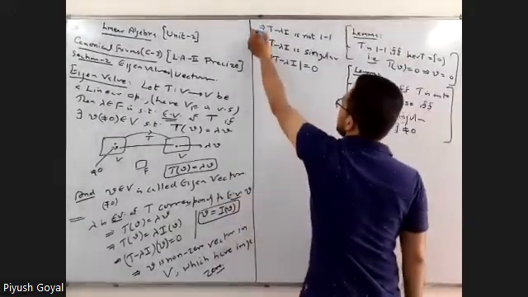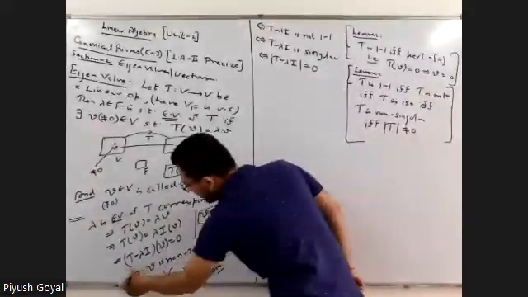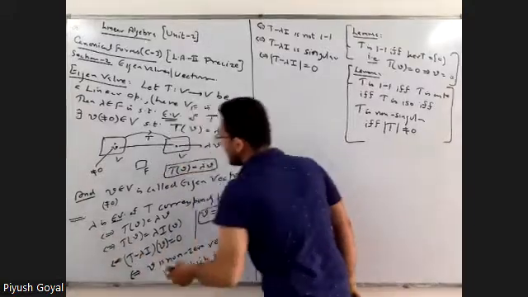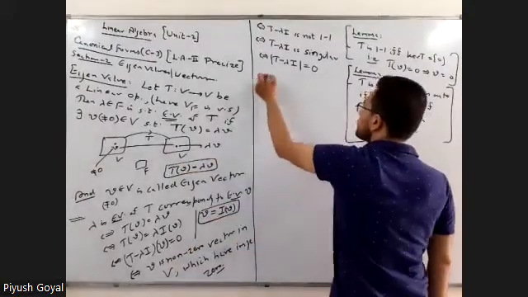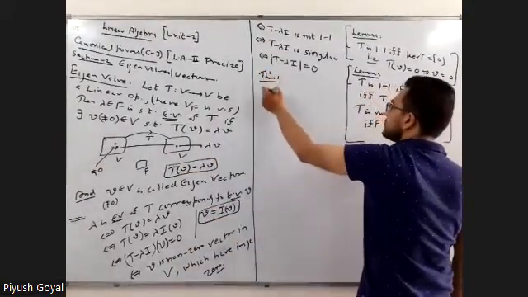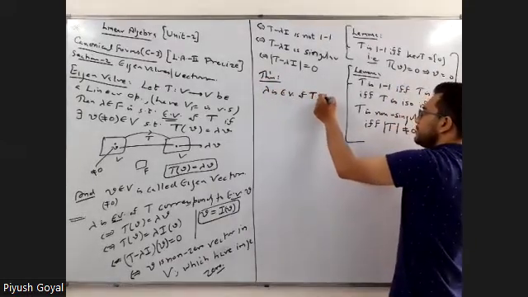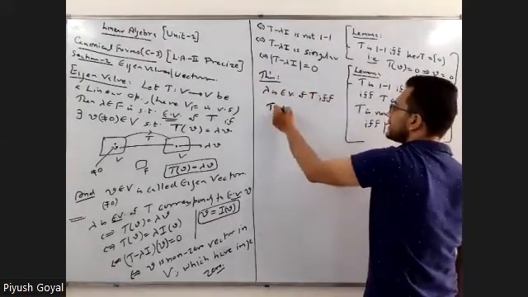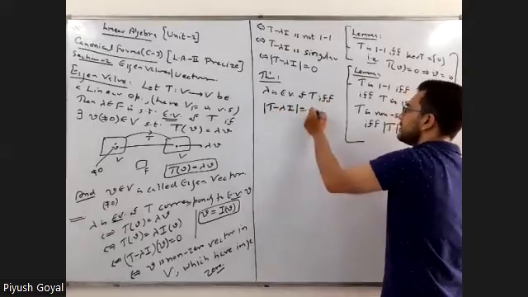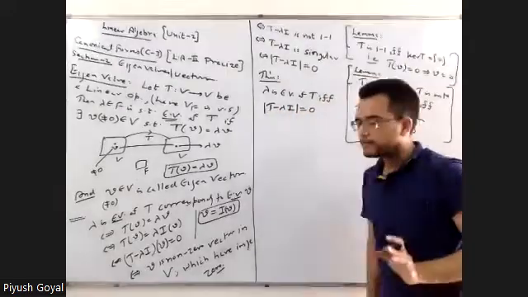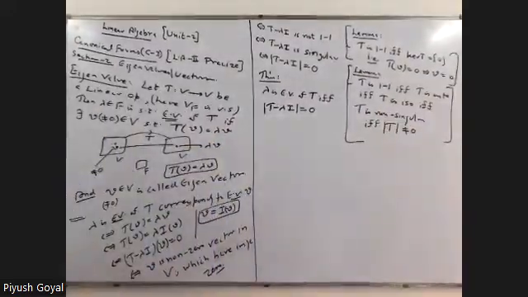So this result is bidirectional, and the theorem statement is: lambda is an eigenvalue of capital T if and only if the determinant of T minus lambda I is equal to 0. This is your theorem. I hope this is clear to everyone. Is this clear to you? Please tell me.